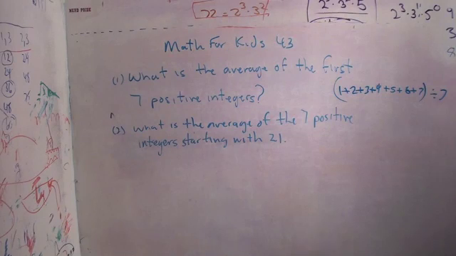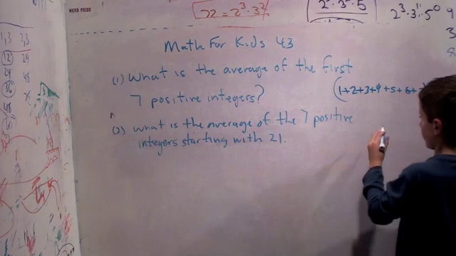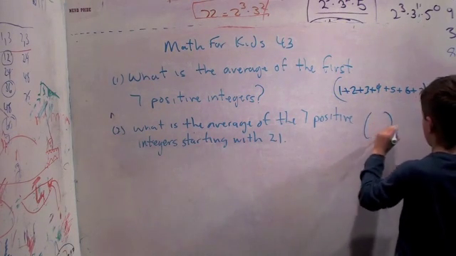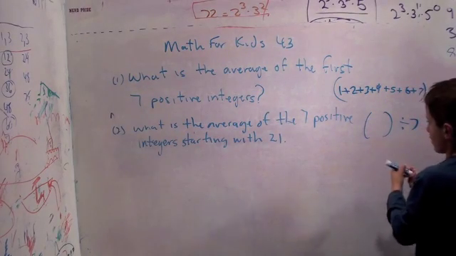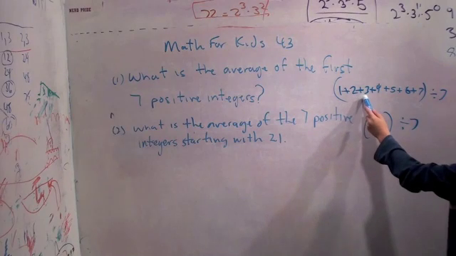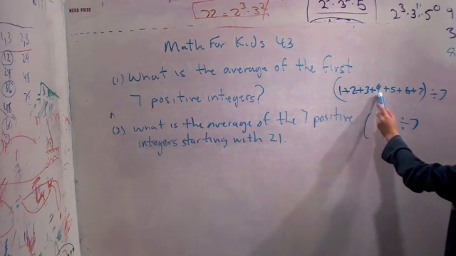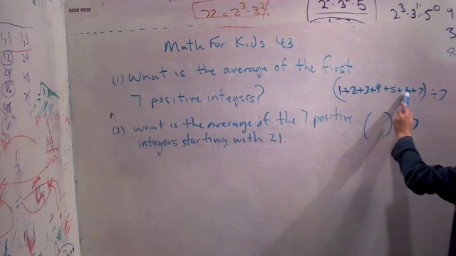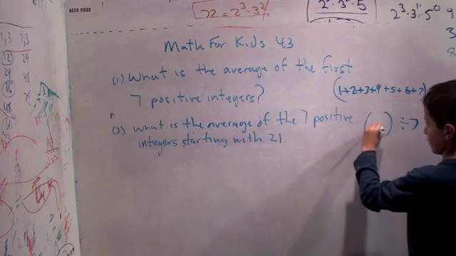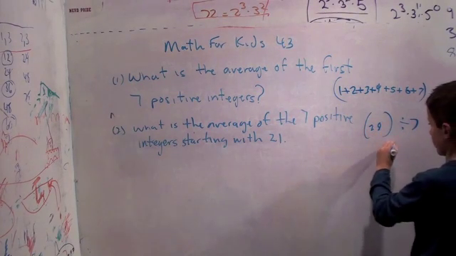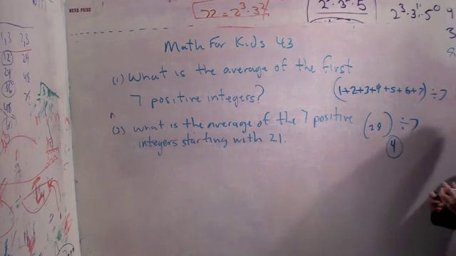I want to figure out what this is. So this is 3 plus 3, that's 6 plus 4, that's 10, 15, 21, and 28. This is divided by 7, which is 4. Alright, 28 divided by 7 is 4.